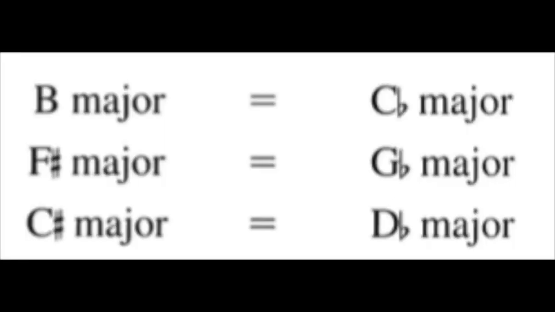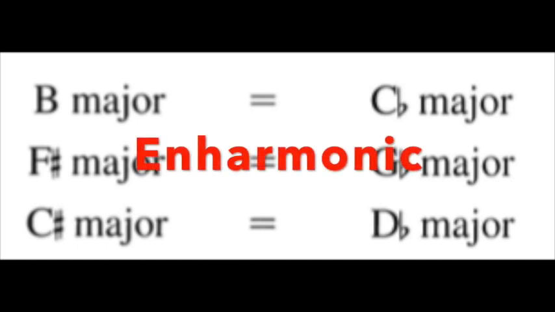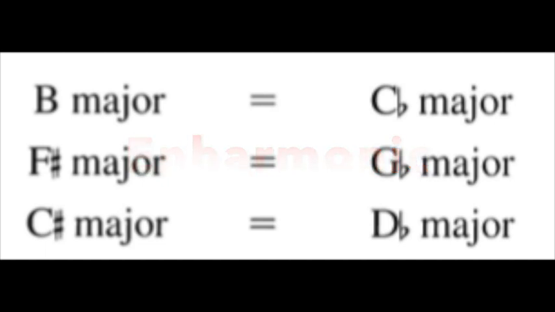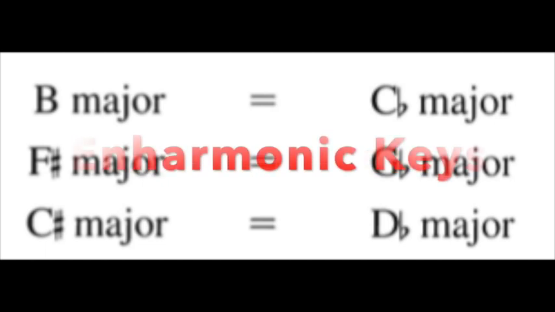You may have noticed that there are 3 pairs of major keys that would sound exactly the same. That is, they would be played on the very same keys of the piano keyboard. They are B major and C flat major, F sharp major and G flat major, and C sharp major and D flat major. Notes that are spelled differently but sound the same are said to be enharmonic. So B major and C flat major, for example, are enharmonic keys.